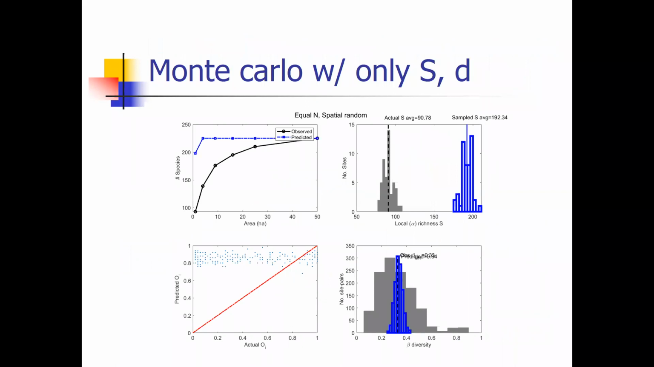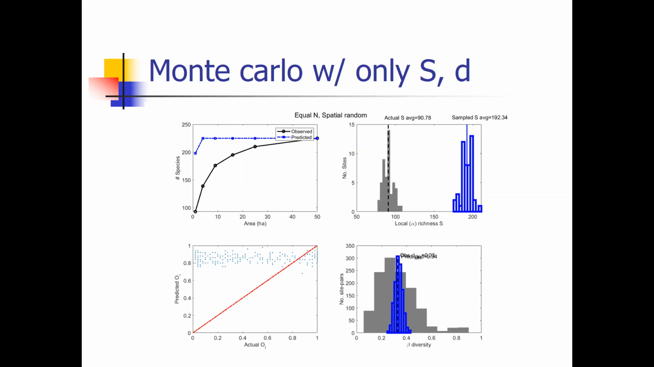Okay, so I asked the question, just literally pulling marbles out of a jar, how close can we get to reproducing patterns? Up on the top left, there's a species area relationship. So area across the x-axis, number of species on the y-axis. In each of these graphs, the blue is the predicted, or what comes out of a sampling model, and the gray or black is what's actually observed with BCI data. And you get a species area relationship out of this, but you don't get a very good one.